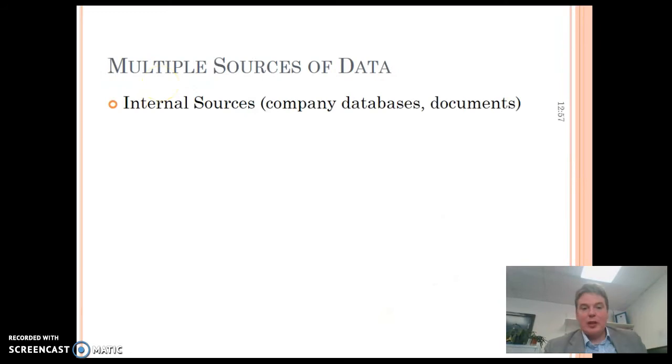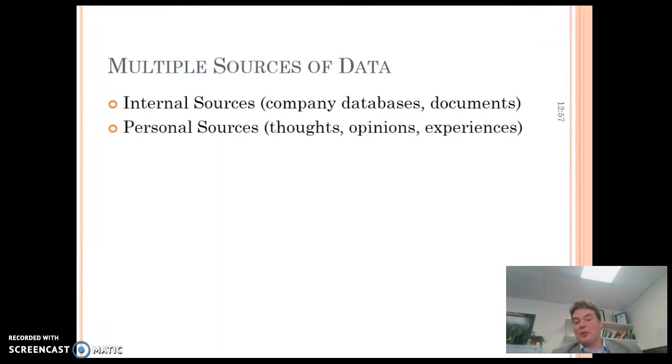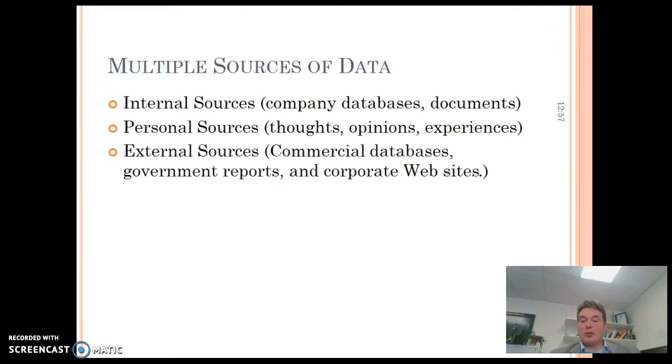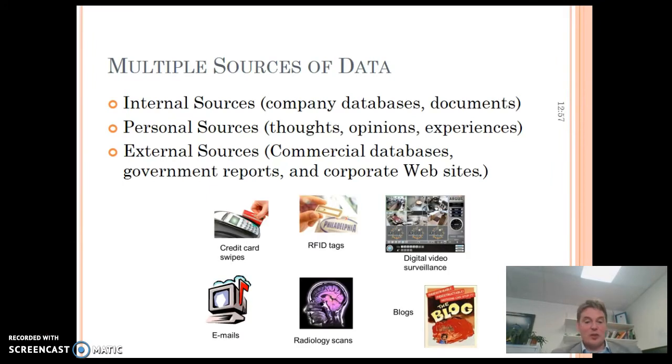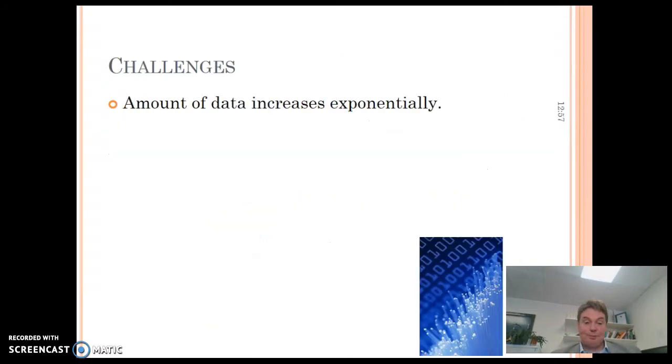Okay, so first thing we realize is that there's multiple sources of data. It can come from within the organization, our databases. It can come from personal sources, so people's thoughts and opinions, people's experiences. It can come from external sources like commercial databases, government reports, census data, corporate websites. If you see the images down here, there's a lot of transactional data, things like credit card swipes, RFIDs, digital video surveillance, or radiology scans. So what you see is a mix of different types of data, some of which is extremely private and confidential, some of it's publicly available like a blog.